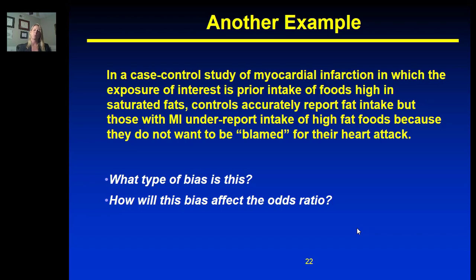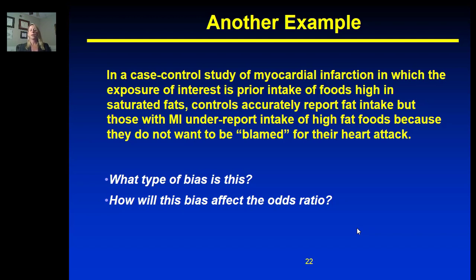So the first question is, what type of bias is this? And the second is how will it affect our measure of association. This is a form of an embarrassment sort of bias, and it's a form of information bias. And what it will do is bias our measure of association, in this case the odds ratio, toward the null.